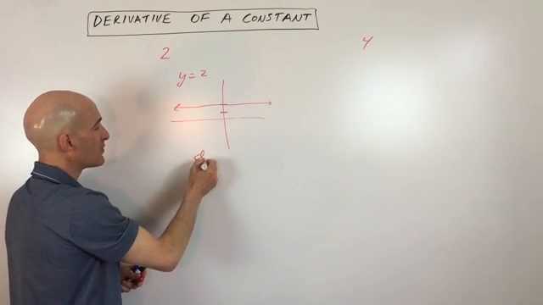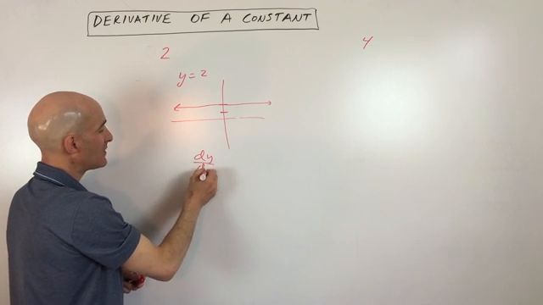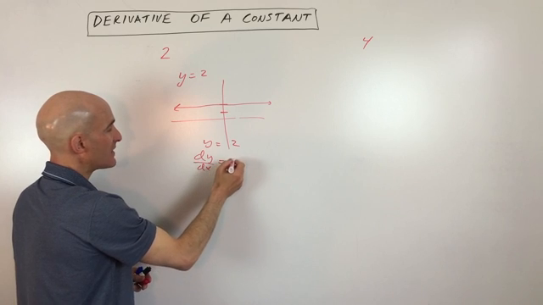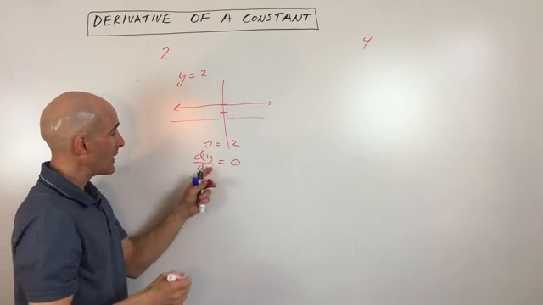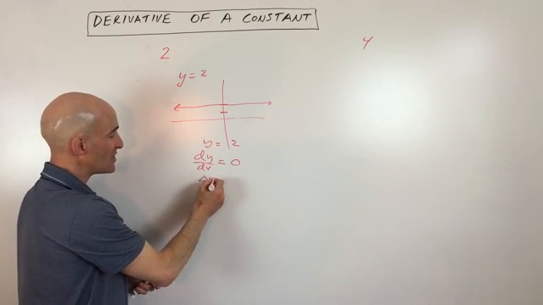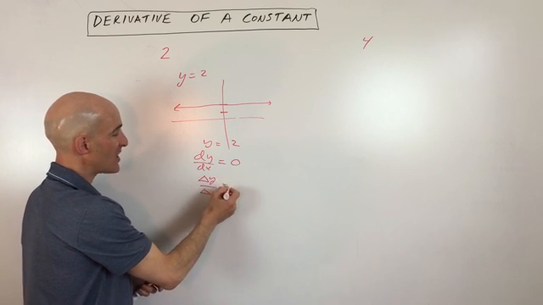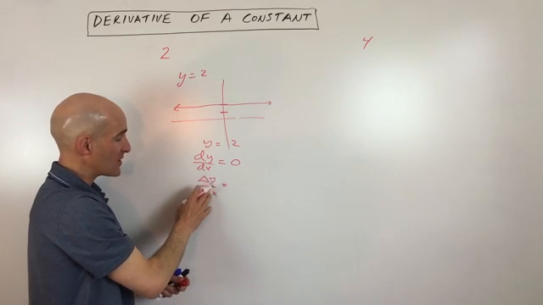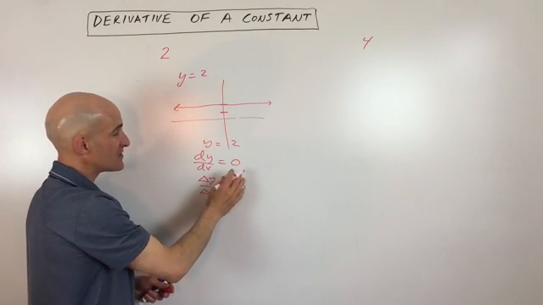Now you could write this out a little bit more formally. You could say dy/dx. So for example, if you start off with y equals 2, dy/dx equals 0. And all that just means is dy is like the change in y over the change in x, right? So that's from your slope formula, right? The rise over the run is going to be 0.